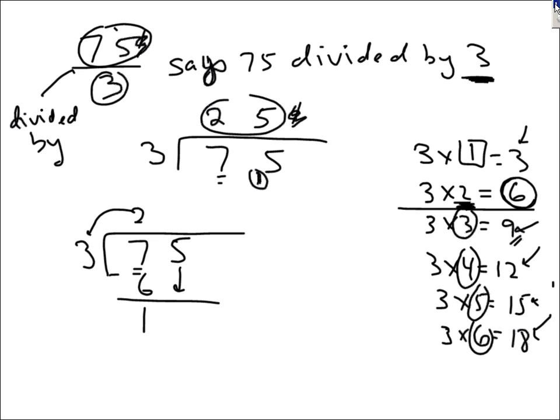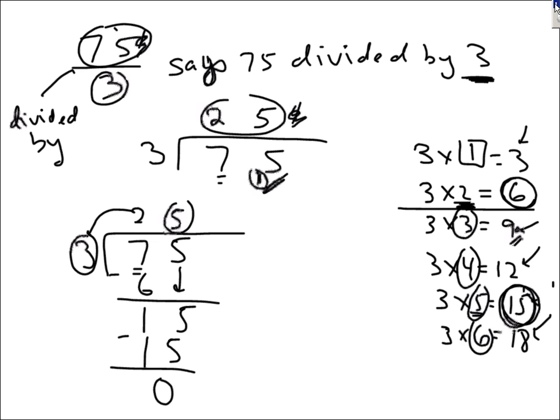We bring down the 5, and we get 15, which is what we got before. What's the largest number that you can multiply 3 by to get 15? Well, here's 15 right here. 3 times 5 is 15. That's what we subtract, and we get 0. And we say, okay, the answer is done. There is our answer, 25.